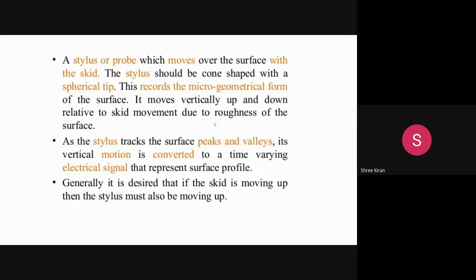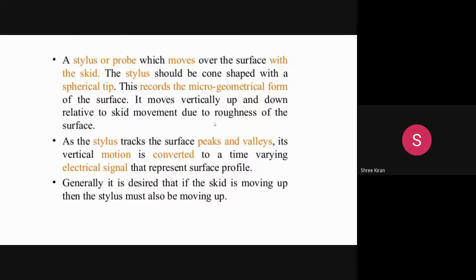Then it moves vertically up and down relative to skid movement due to the roughness of the surface. So in the case of the stylus or probe which moves over the surface with the skid, the stylus should always be cone shaped with a spherical tip. Mainly it records the microgeometrical form of the surface, moving vertically up and down relative to skid movement according to the roughness of the surface.